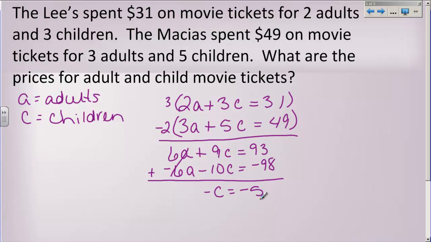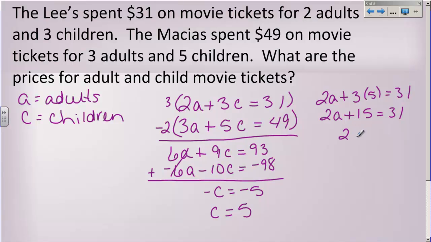Well, this doesn't even make sense because I can't have negative 5 tickets, but that's because my C is negative, so change both signs. So C is 5. So there were 5 children's tickets. So now I've got to figure out how many adult tickets there were, so I'll go plug it in. 2A plus 3 times 5 equals 31. 2A plus 15 is 31. So 2A is 16. So A is 8. So there were 8 adult tickets and 5 children's tickets.